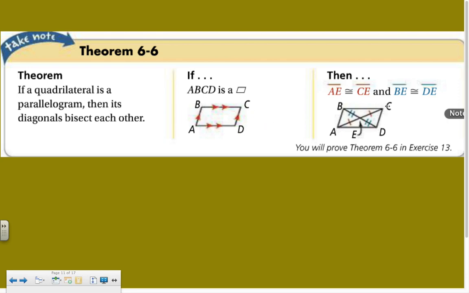Diagonal BD will bisect diagonal AC, cutting it in half. That does not mean that BE is congruent to AE, but it does mean that BE is congruent to ED. Pause the movie, add to your purple packet, press play when you're finished.